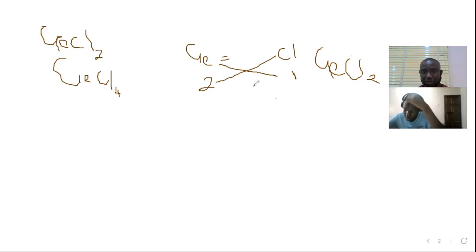Now, the oxidation number of Ge here is actually 2. The oxidation number of Ge here in GeCl4 is actually 4. And one of the definitions of oxidation is that oxidation is an increase in oxidation number. So when there's an increase in oxidation number, we know that oxidation has occurred. And when there's a decrease in oxidation number, we know that reduction has occurred. That's why we say that is oxidation.